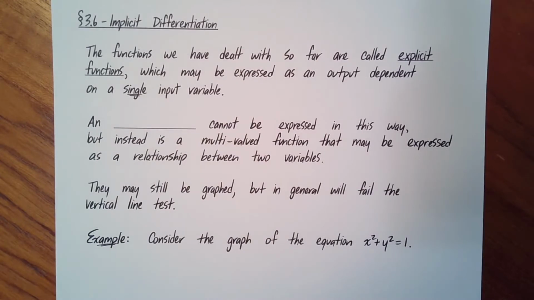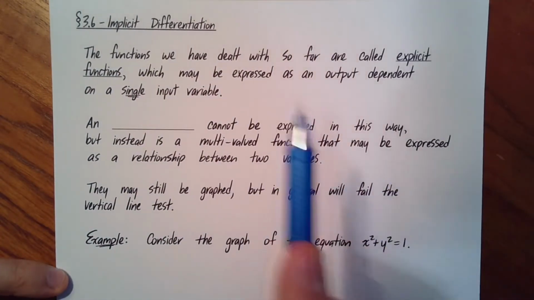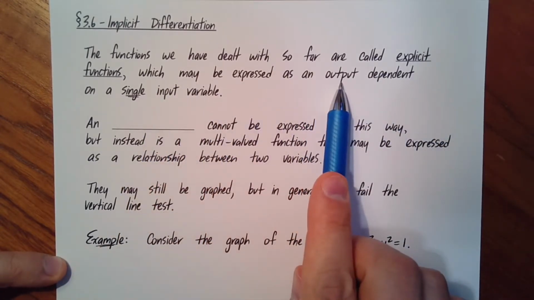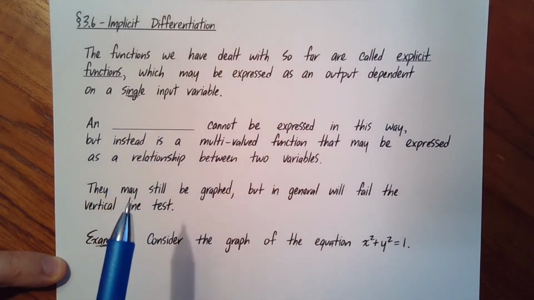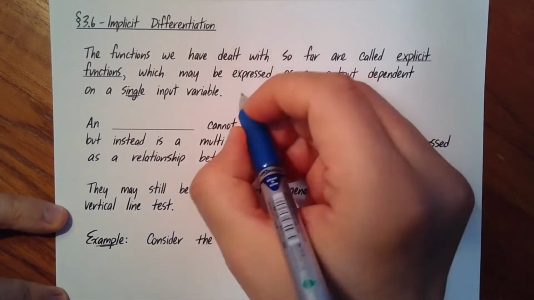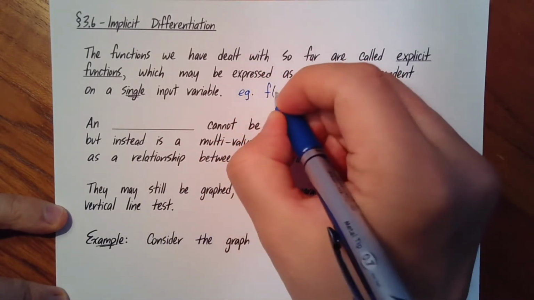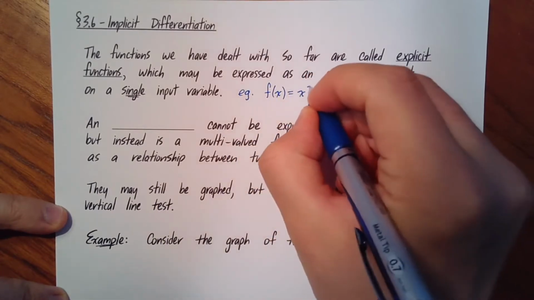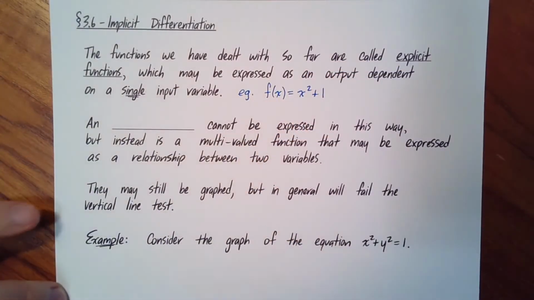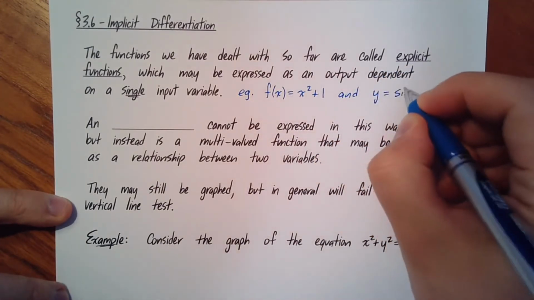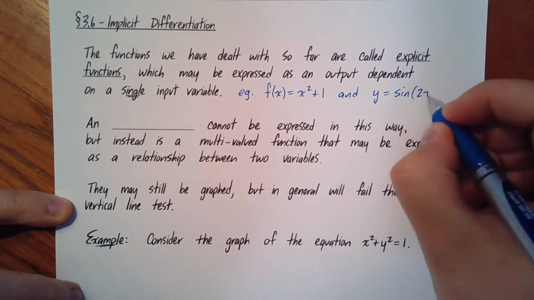You plug in an input value, and they give you back output values which are entirely and uniquely determined by the input. So the way I've worded it here is that explicit functions may be expressed as an output which is dependent on a single input variable. So a couple of examples, right? You've seen lots of functions like this before. f of x is equal to x squared plus 1, right? Or if I wanted to write y as a function of x, I could write something like y is equal to sine of 2x, for example.